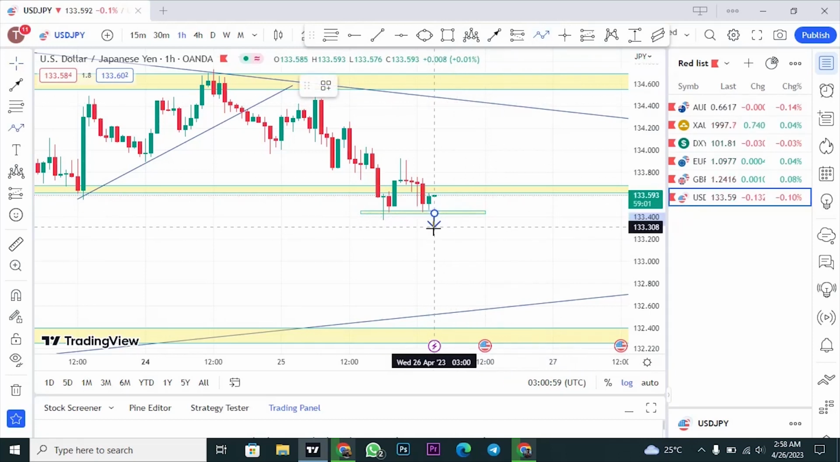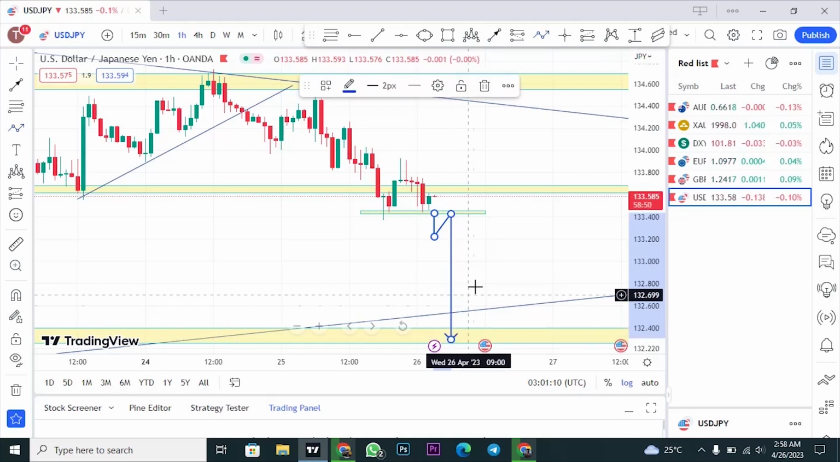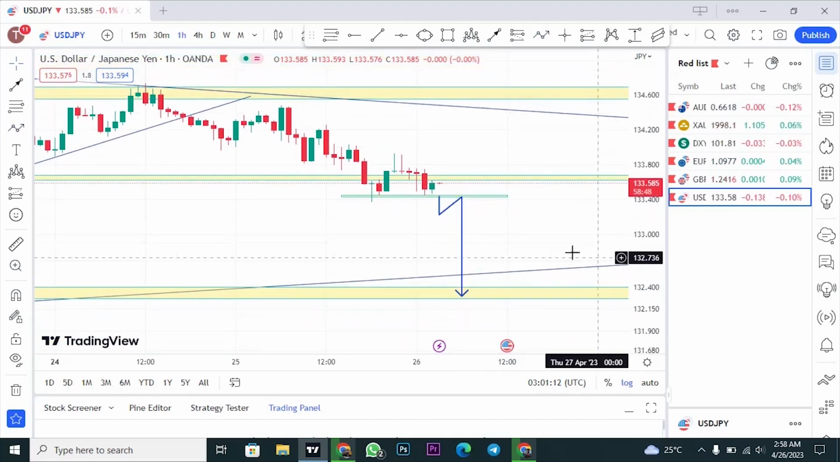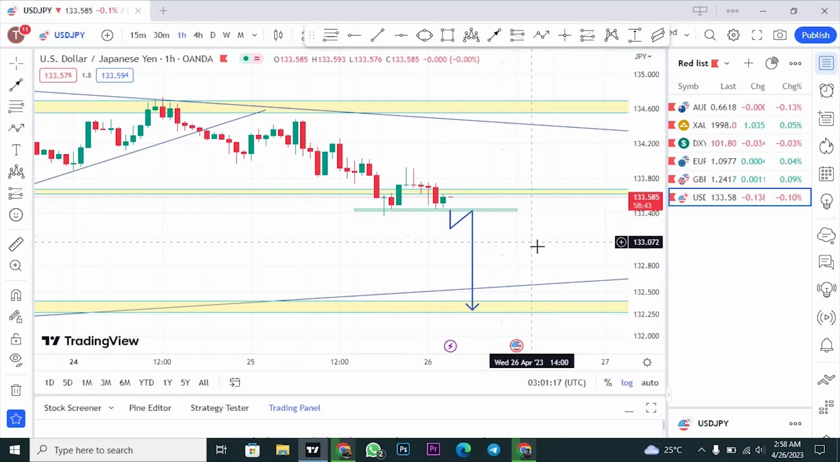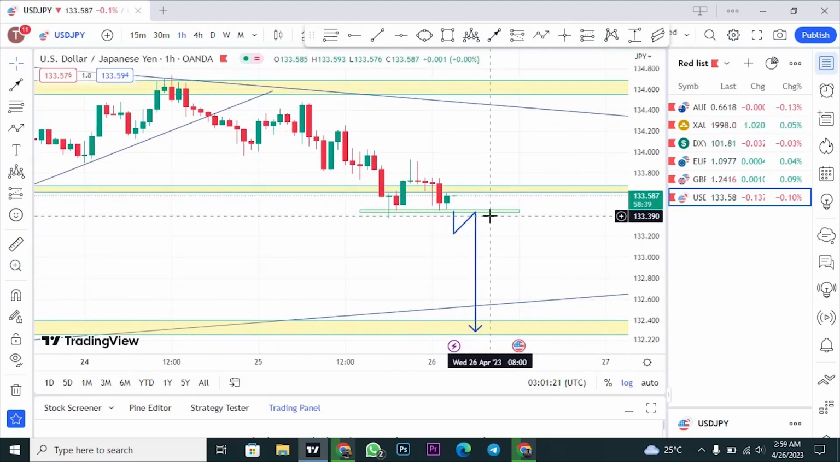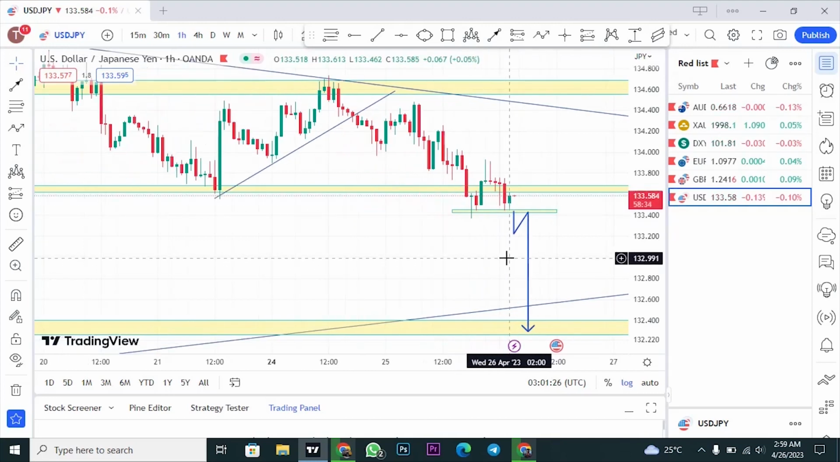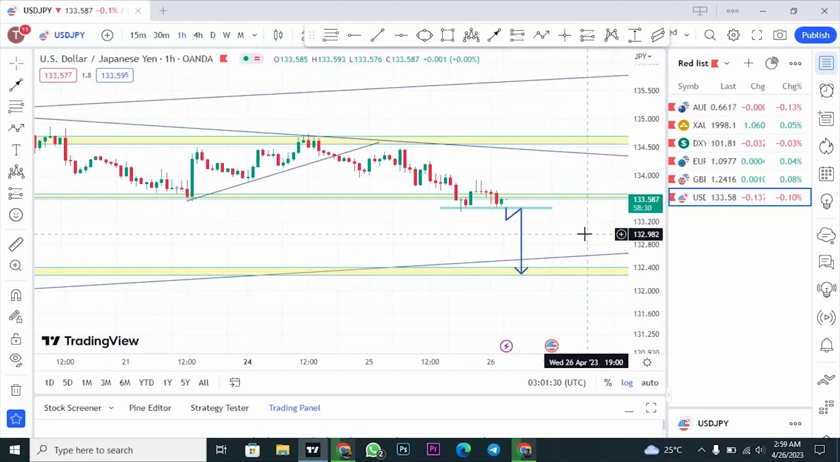That's how I want the market to do, and then a push to the downside all the way to the trend line as a third touch or the zone right here. So on USD JPY, that's my anticipation: a break of this little support and then a retest on the support as a resistance and then a push to the downside. That's my anticipation on USD JPY. Just a quick little update.